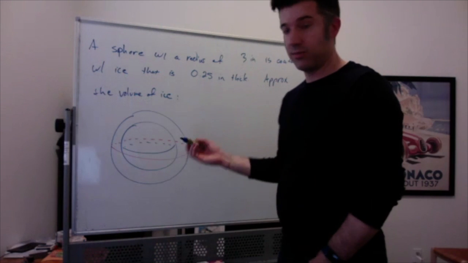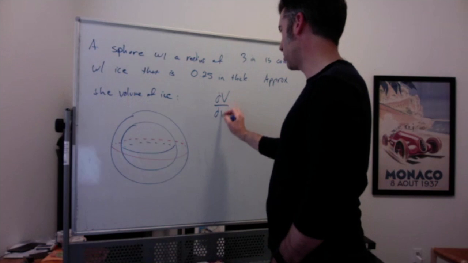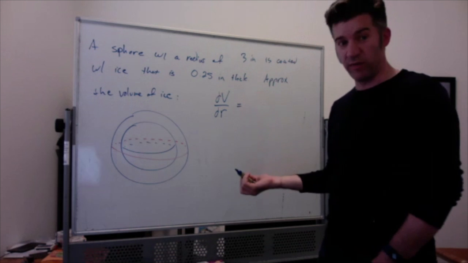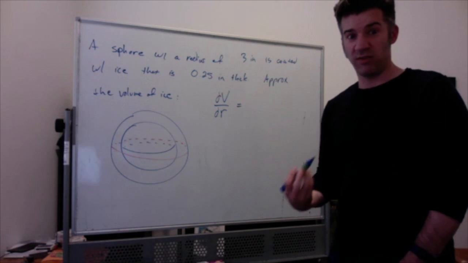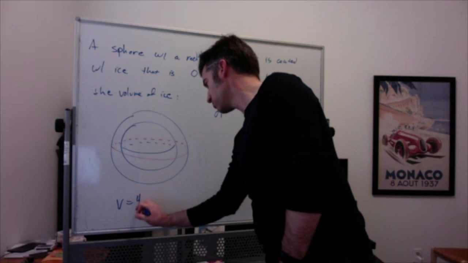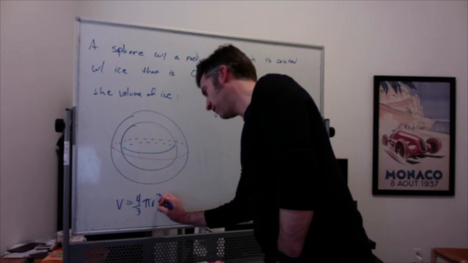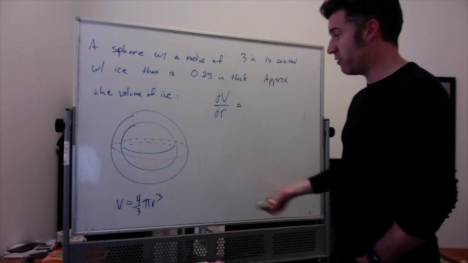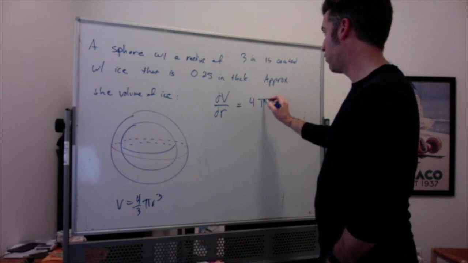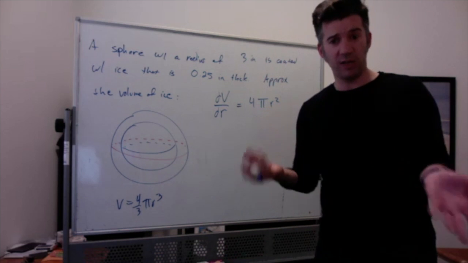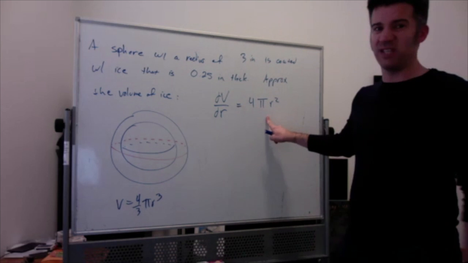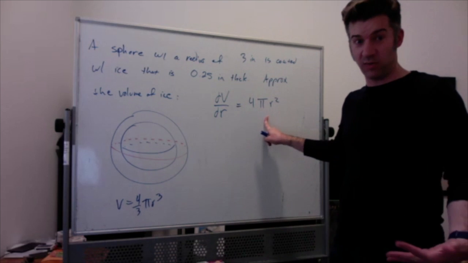So here's what we know. dV/dr is the derivative of the volume equation. The volume equation is 4/3 pi r cubed. This is one of my favorite mathematical facts, by the way. The derivative here is 4/3 pi times 3r squared, which is just 4 pi r squared. And I've always thought it was interesting that the derivative of the volume of a sphere is the surface area of the sphere, right? The surface area of the sphere is 4 pi r squared.